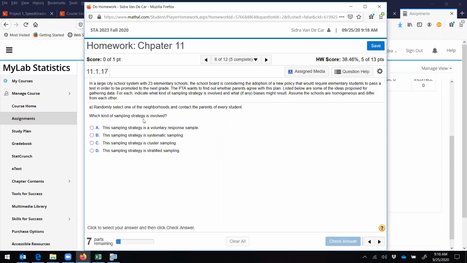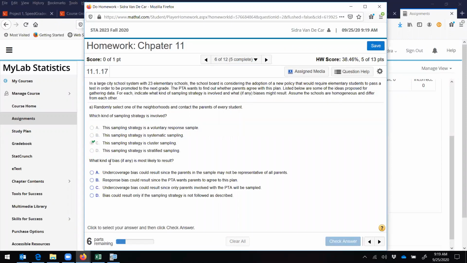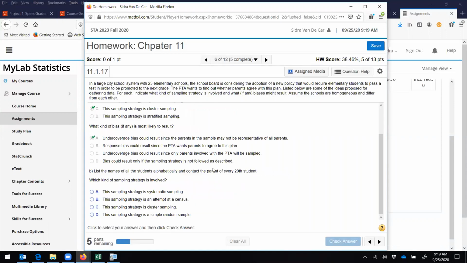What kind of sampling strategy is involved? If we randomly select one of the neighborhoods and contact the parents of every student, that is a cluster because you have one grouping and you're contacting everybody in that group. That's a cluster. What kind of bias? So the parents that they sample from that one neighborhood may not be representative of all parents.